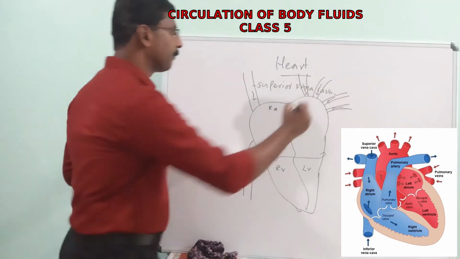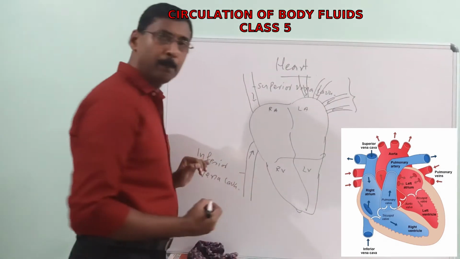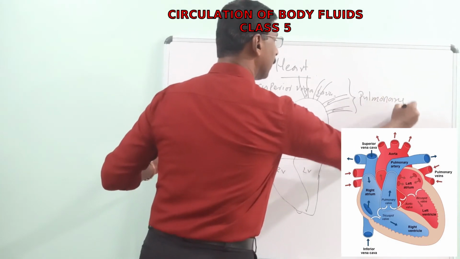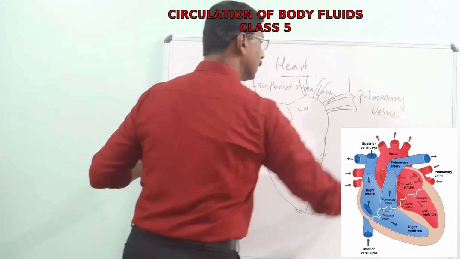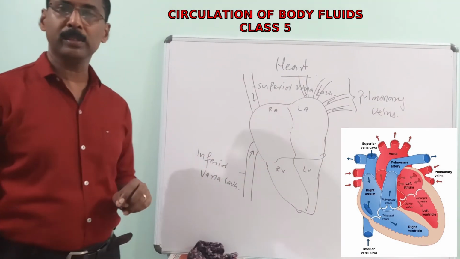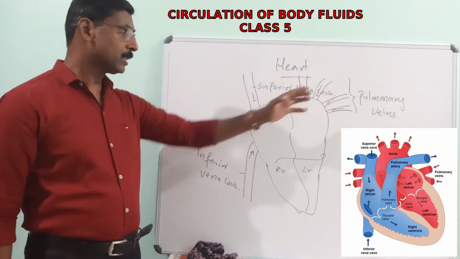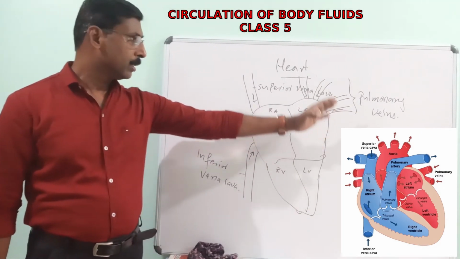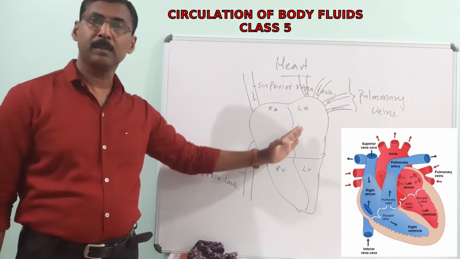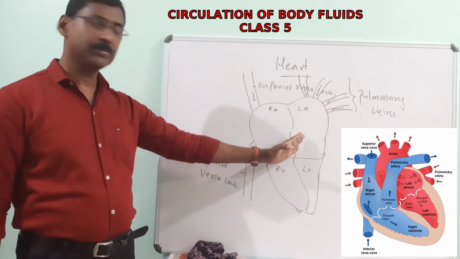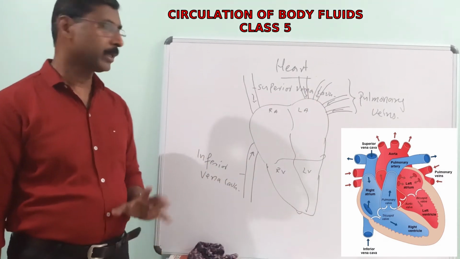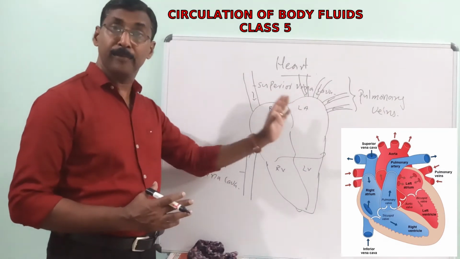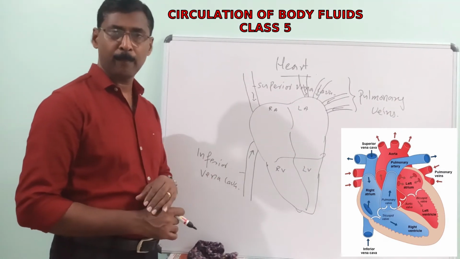These veins are called pulmonary veins. The word pulmonary is always related to the lungs. As these veins come from the lungs, they are named pulmonary veins, and they carry pure or oxygenated blood from the lungs to the left atrium. Now, these are the veins that open into the heart.